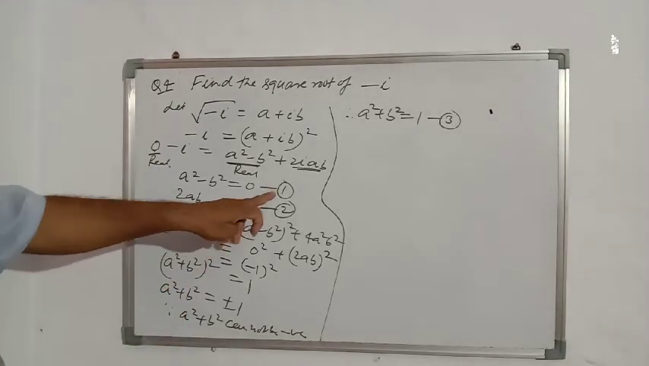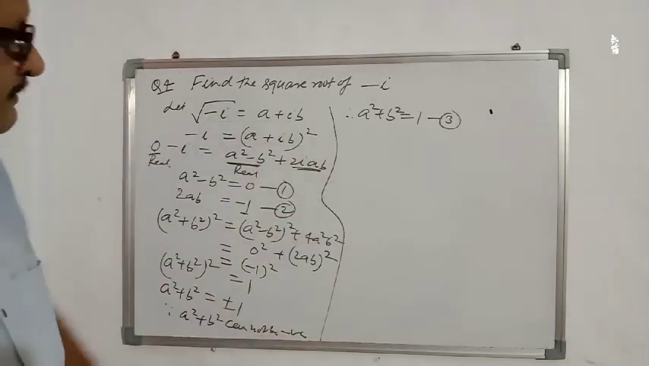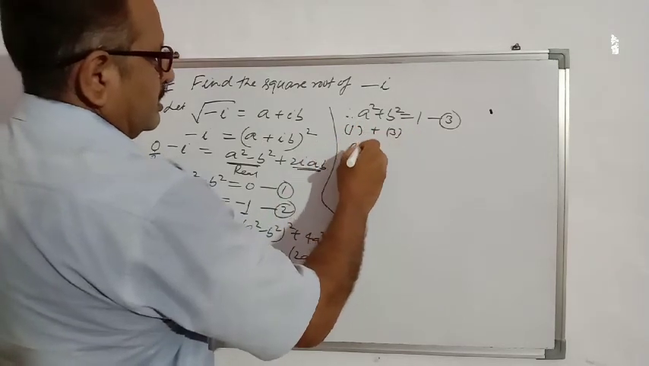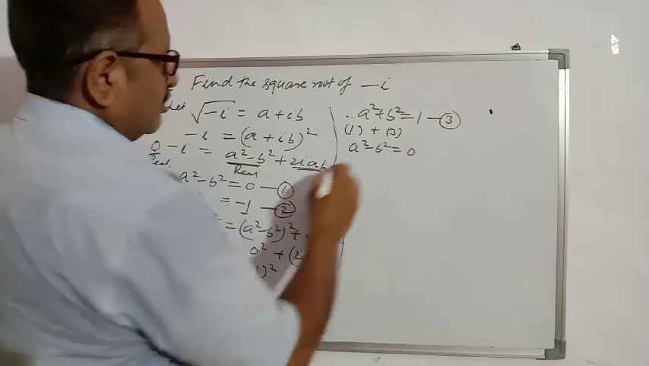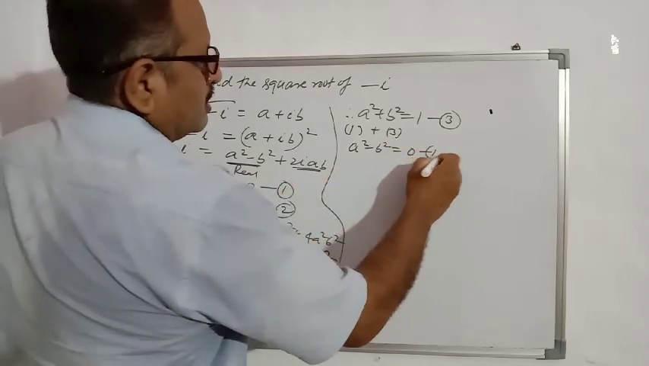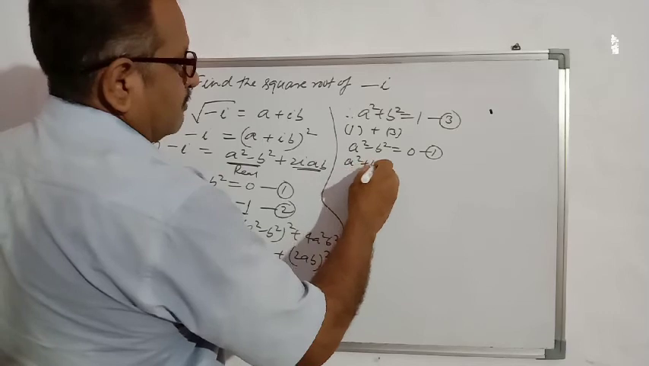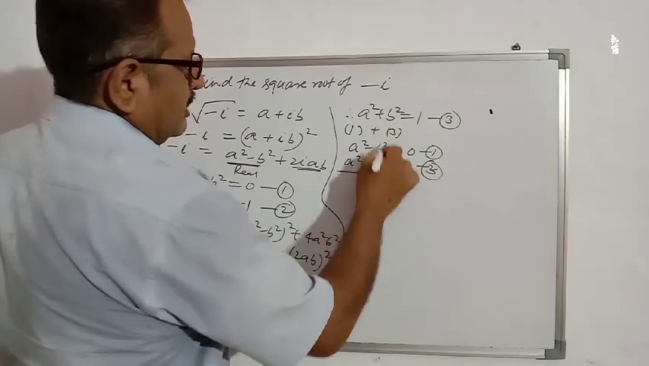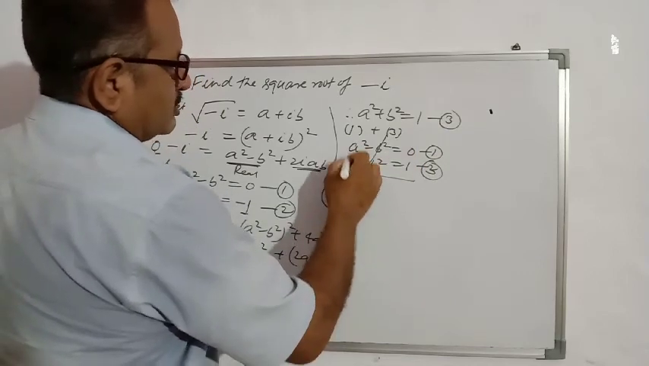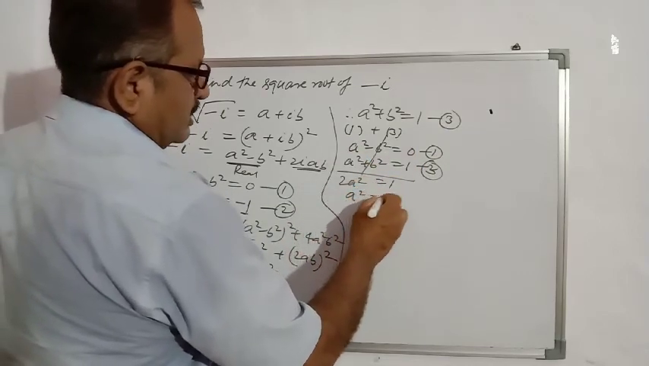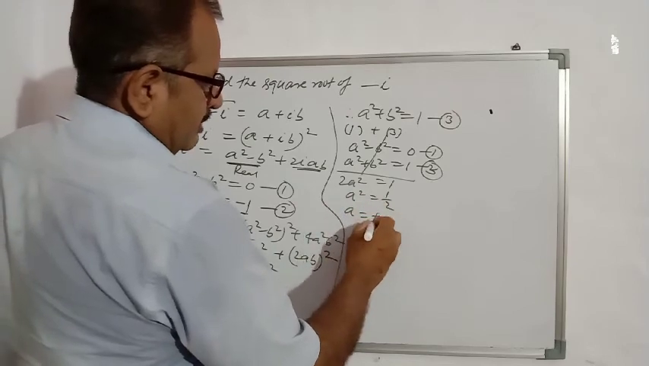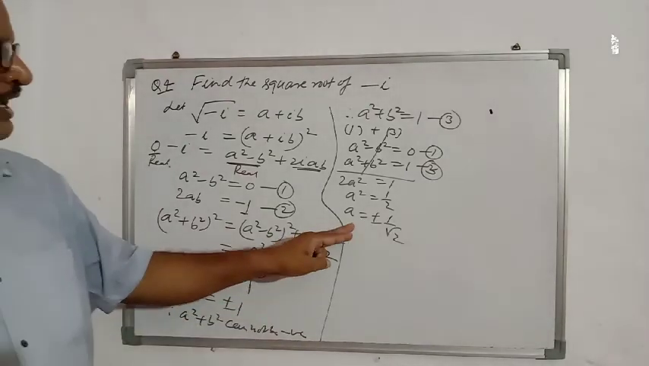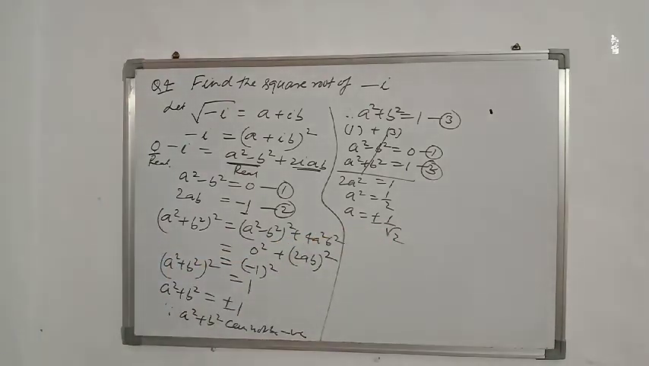Now we will solve equations number 1 and 3. So adding both. A square minus b square is equal to 0, and a square plus b square is equal to 1. Add them, the b square terms cancel. 2a square is equal to 1. A square is 1 by 2. A will be plus or minus 1 by root 2. So the value of a is plus or minus 1 by root 2.